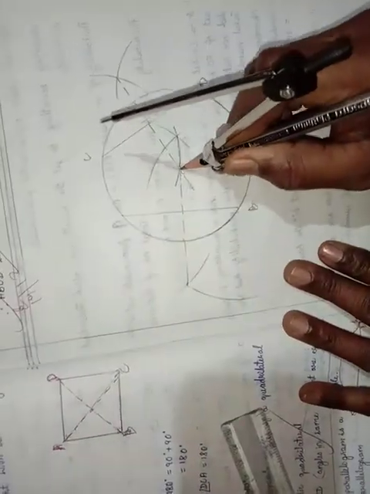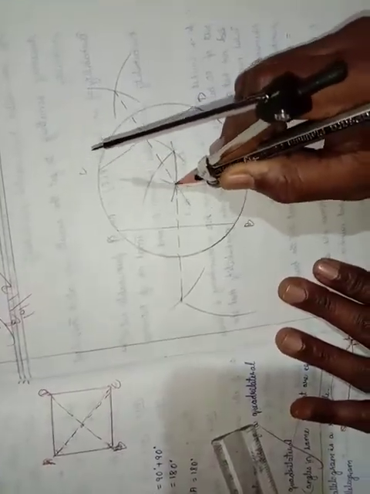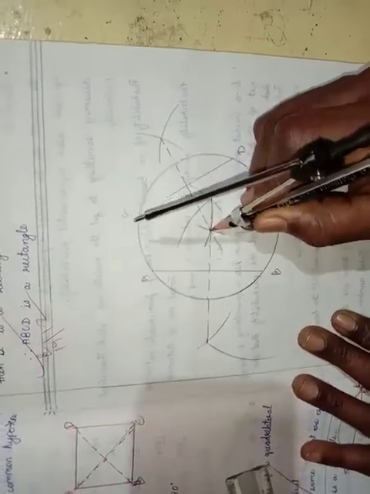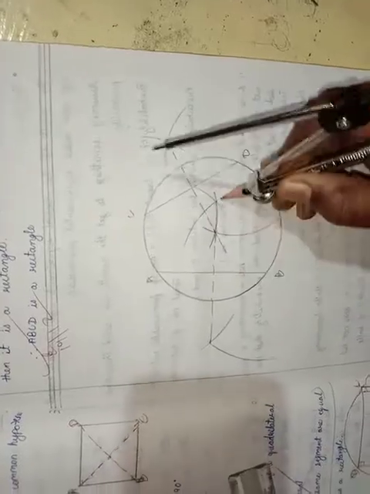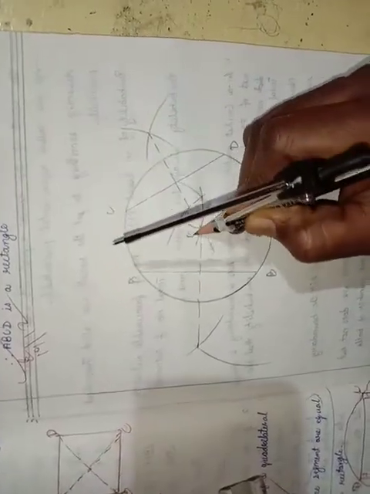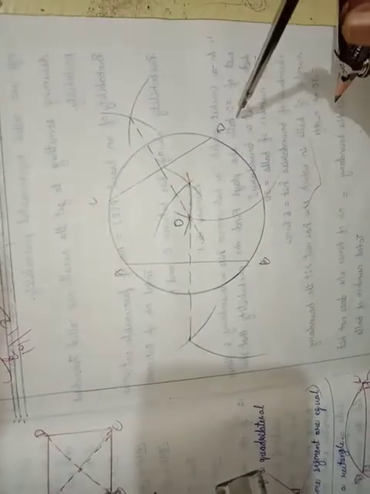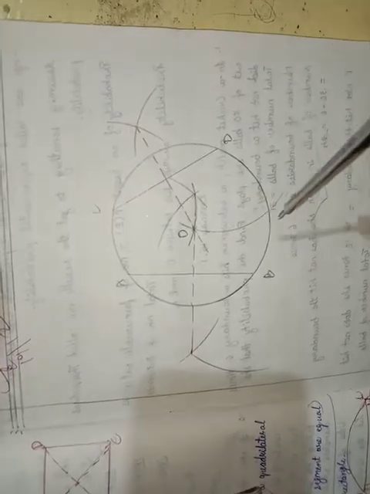Children, now you can observe where these two lines are intersecting. This is the center where these two lines intersect, the center of the circle O. Understood how we located it when two chords are given? This is the construction for finding the center of the circle.